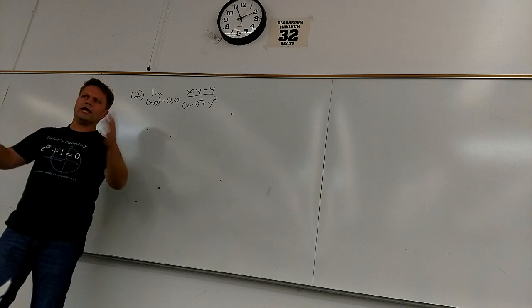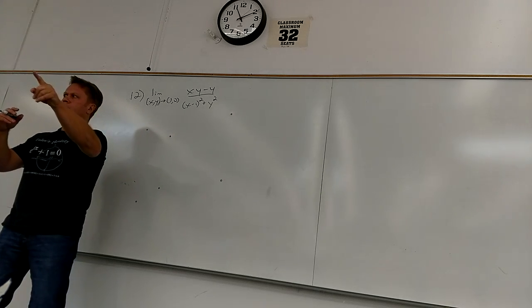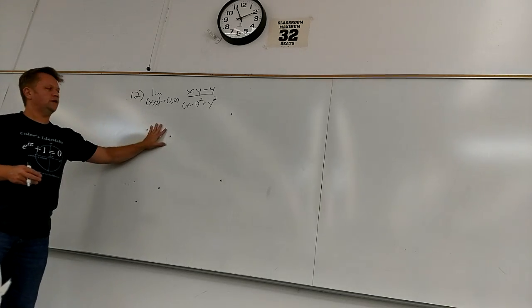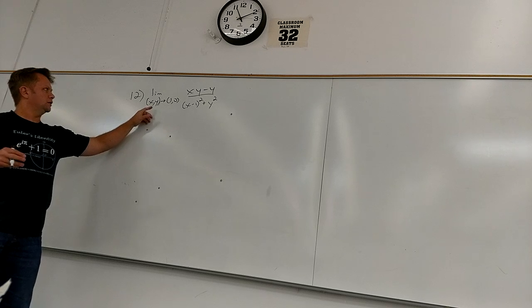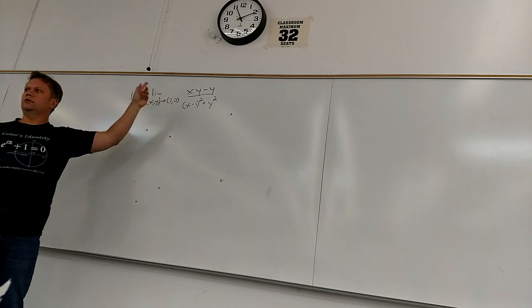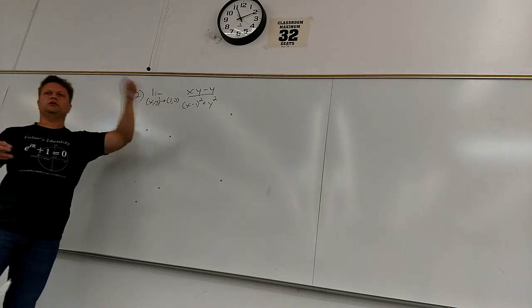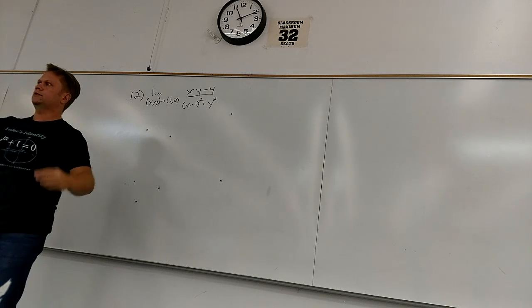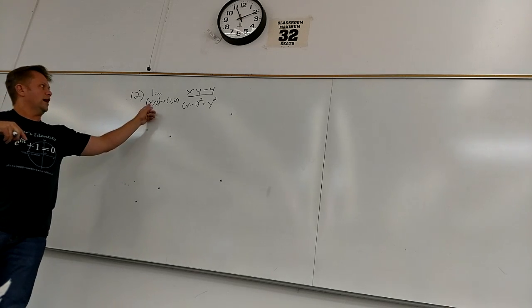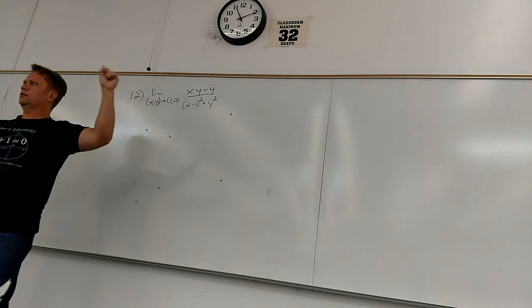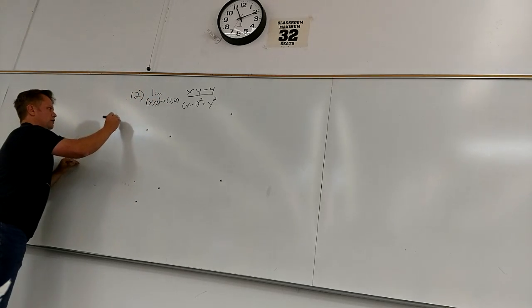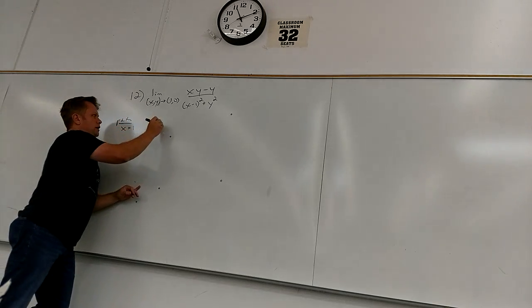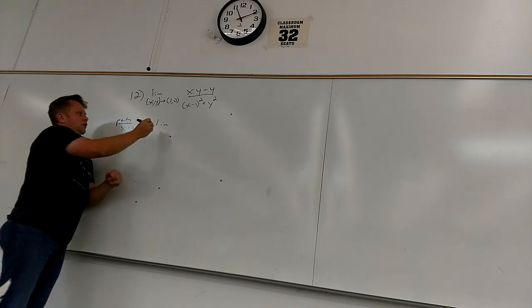If I start to try to attack it with paths, what kind of path can I use? Well, the two most obvious paths would be x equals 1, exactly. Normally if it's going to (0, 0), you use x equals 0 and y equals 0, approaching along the y-axis and along the x-axis. Now I'm going to approach it along the line x equals 1. So if I use the path x equals 1, then I want the limit as y goes to 0.